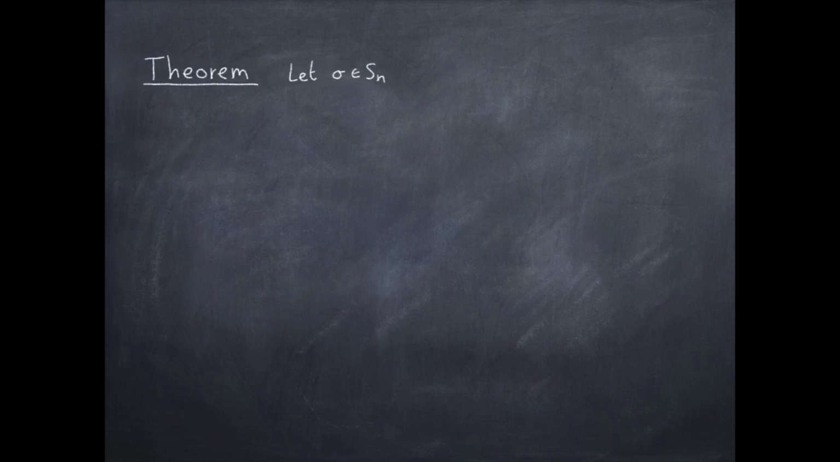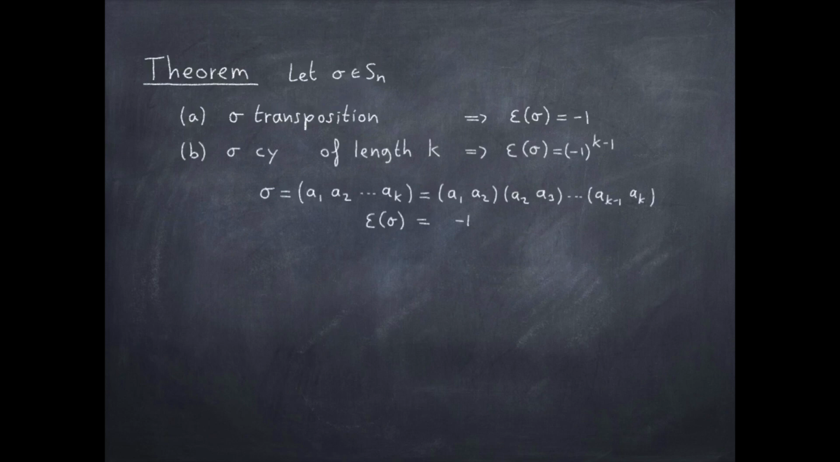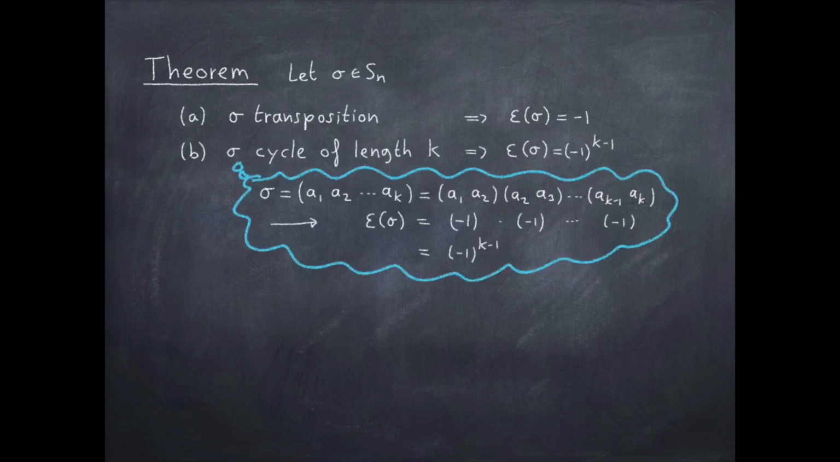Using the fact that the sign map epsilon is a group homomorphism, we can now easily compute the sign of any permutation. This is the content of the following theorem. As we've seen, a transposition always has sign minus 1. We have seen that the cycle of length k can always be written as a product of k minus 1 transpositions. And since epsilon is a group homomorphism, epsilon of a k cycle is equal to minus 1 to the power k minus 1.